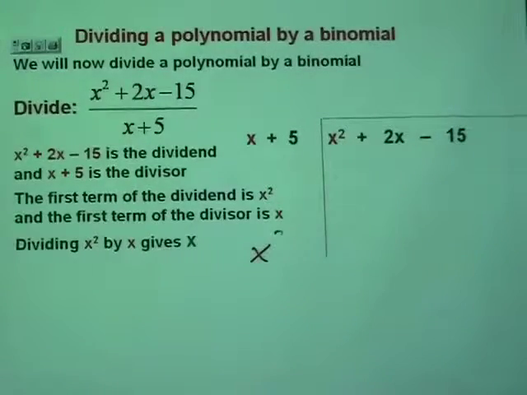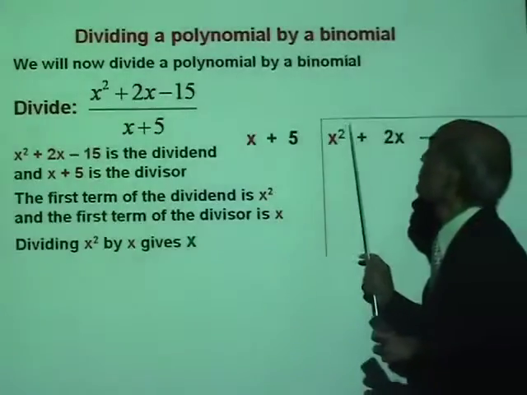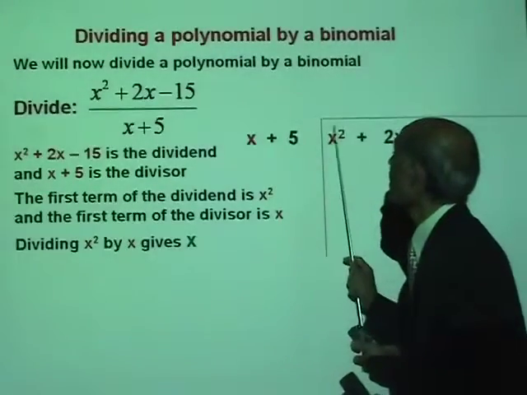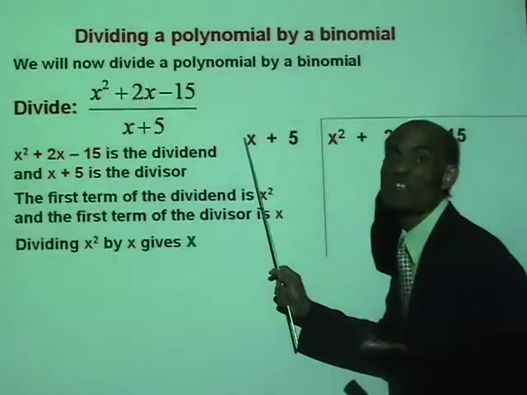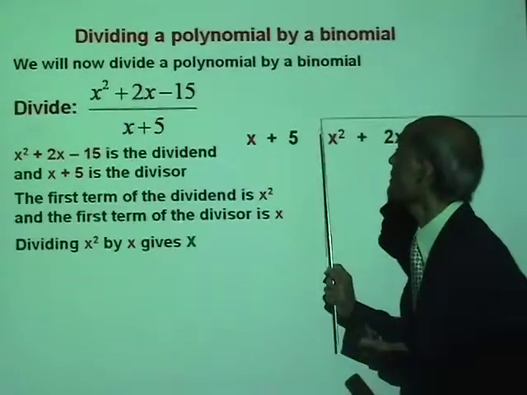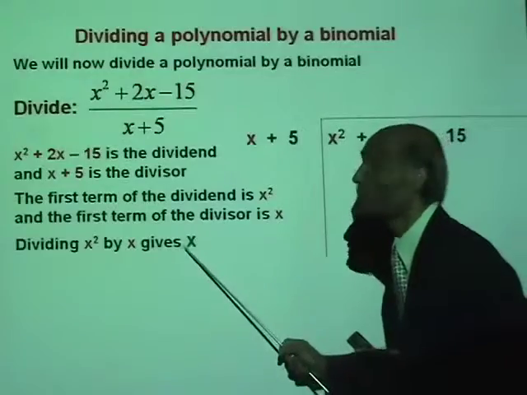X squared divided by x is the same as x times x divided by x, and the x will go. So you get x squared by x equal to x. Divide the first term of the dividend with the first term of the divisor. X squared divided by x is x.